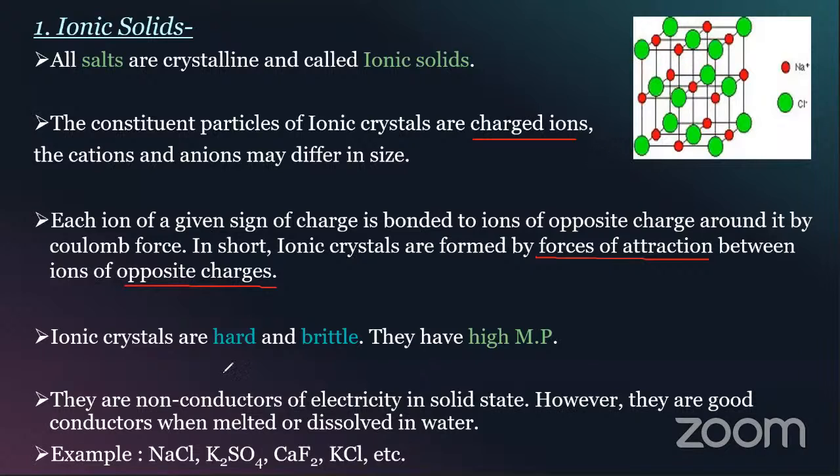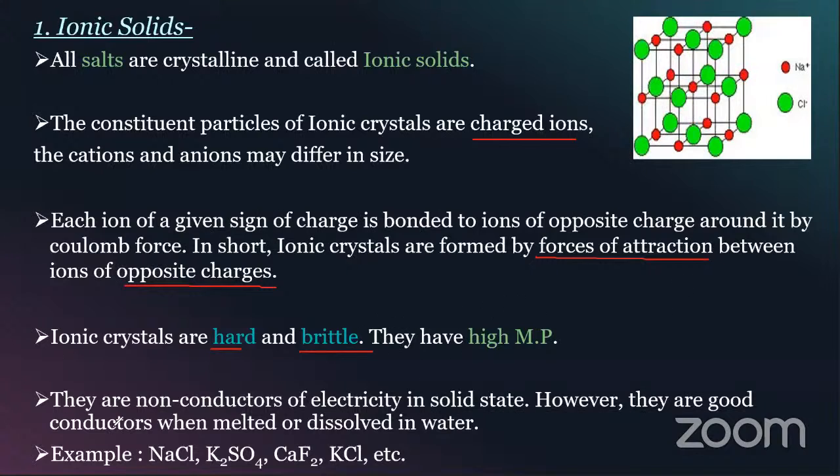Ionic crystals are hard and brittle. What do you mean by brittle? Brittle means something that you can break down very easily. If you take it in your hand and press ionic solids, you can break them down. So brittle means which breaks easily.